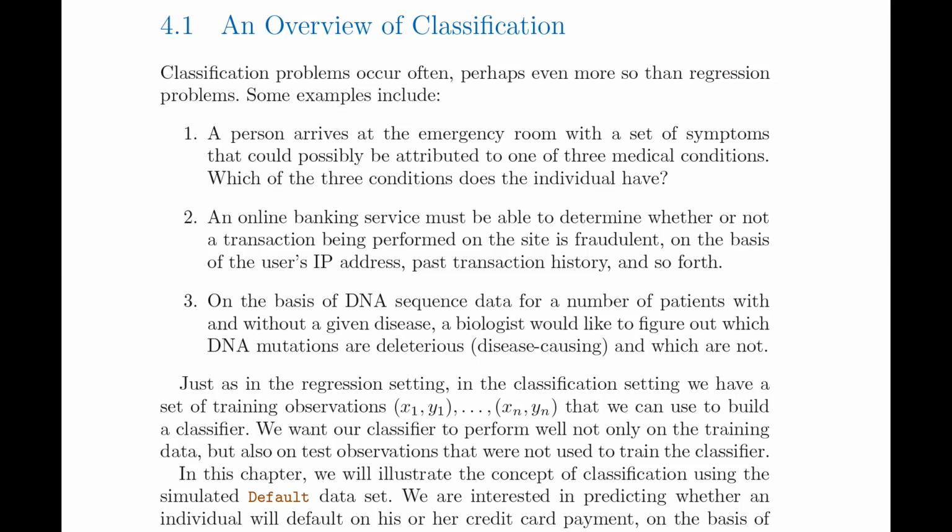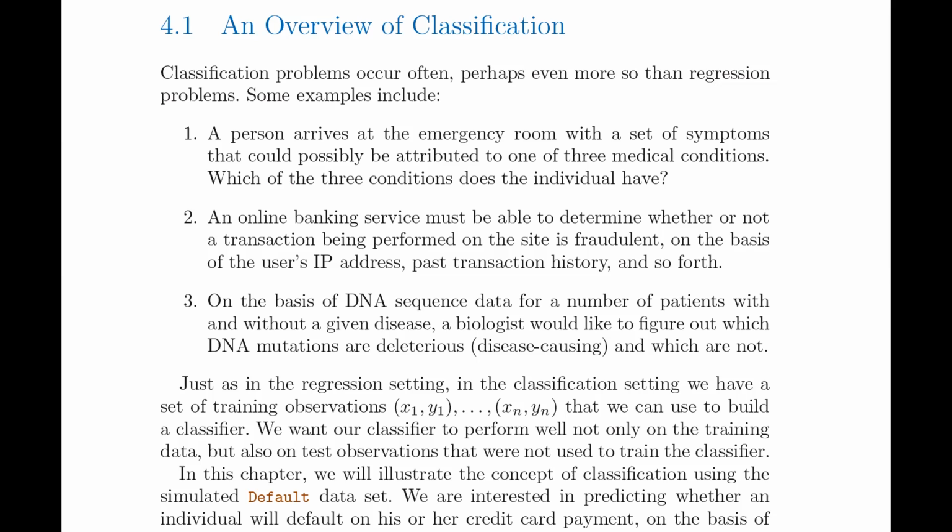So already we're starting to list the predictor variables. So in the first point, that would be your set of symptoms. They could be visible symptoms or measured with a thermometer or other device. In the banking example, we have IP address, plus transaction history.